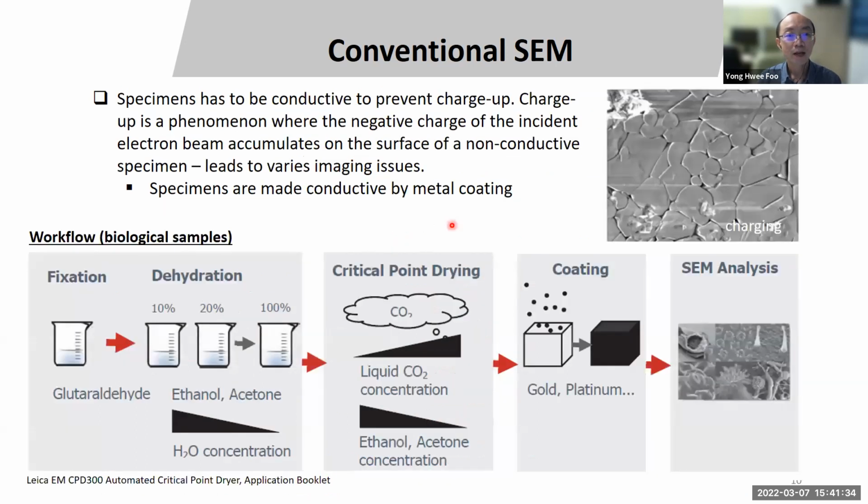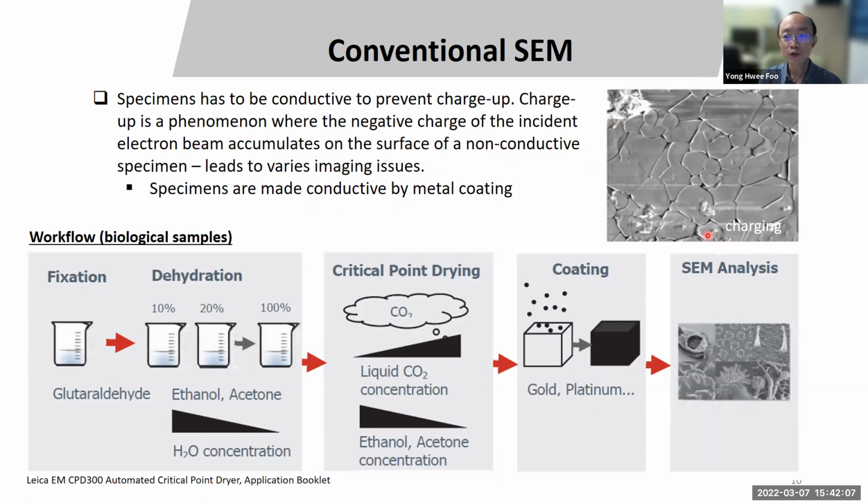And in addition to removal of water, the specimen has to be conductive to prevent a phenomenon known as charge-up. Charge-up is a phenomenon where the negative charge of the incident electron beam accumulates on the surface of a non-conductive specimen, leading to imaging issues. As you can see here, all these shadows, these lines, are because of charging.